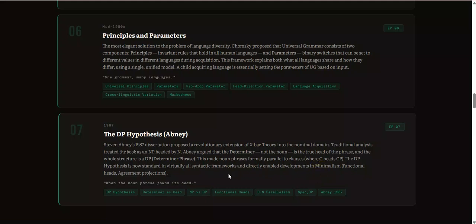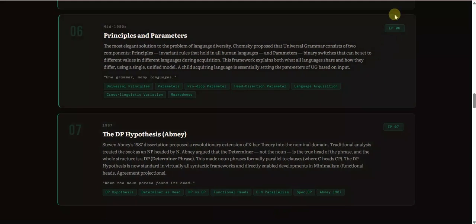So the DP hypothesis is now standard and directly enabled developments in minimalism: functional heads and argument projection. When a noun phrase found its head, this is about this. DP hypothesis, determiner as head, NP versus DP, functional heads, N and D parallelism, Spec-DP and Abney.